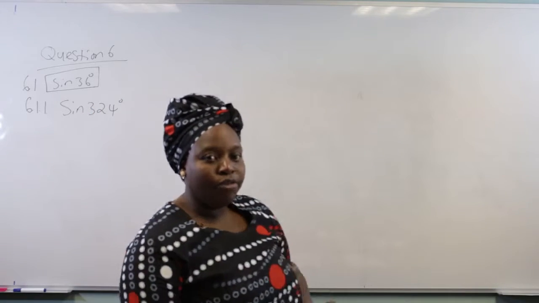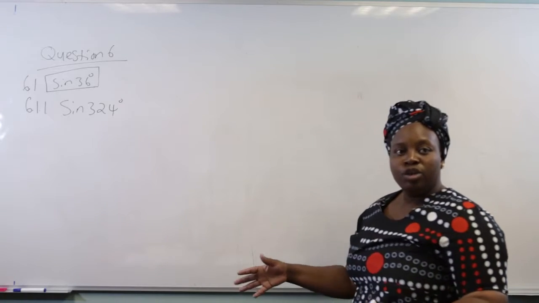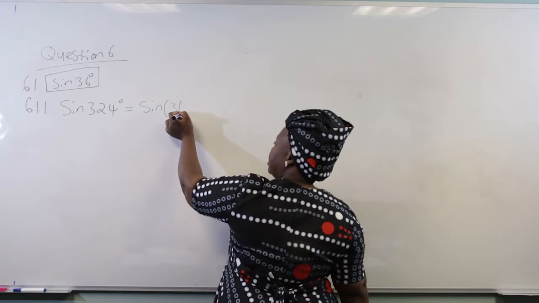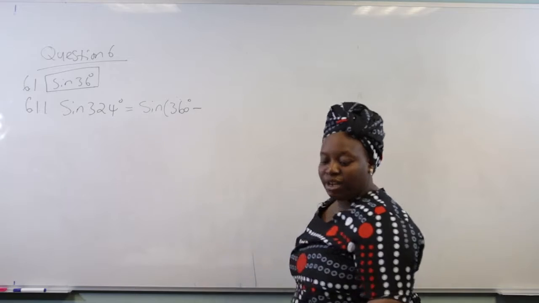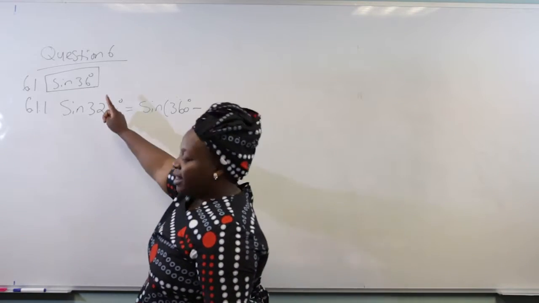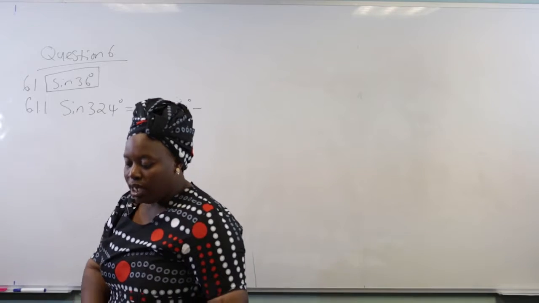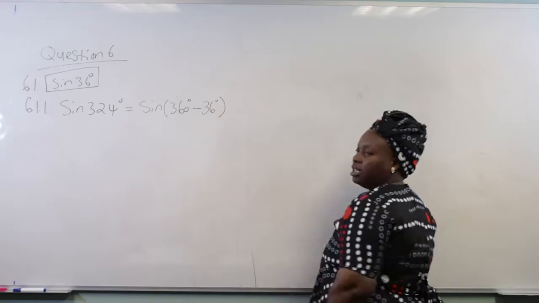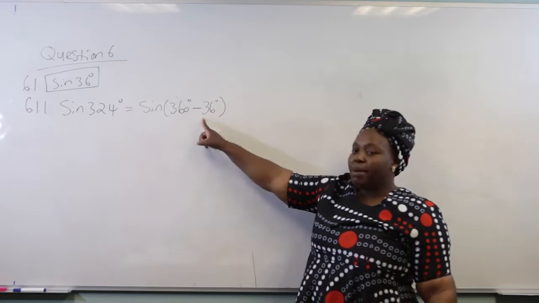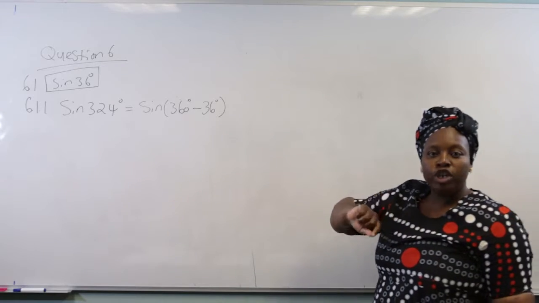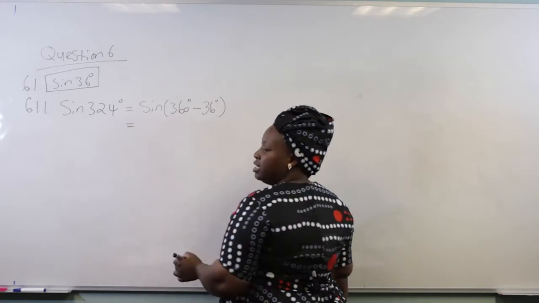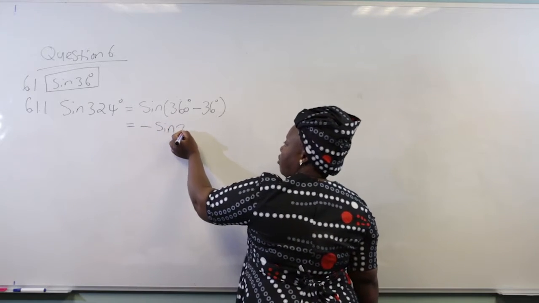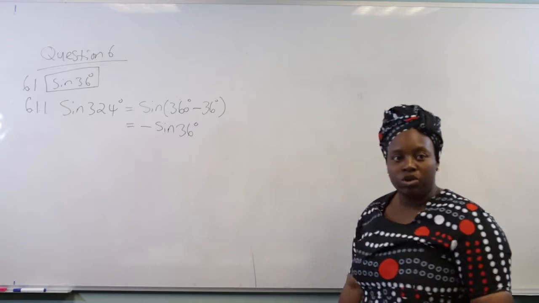Now, 324 is less than 360, so what you are going to do there is to use 360 minus. Sine of 360 degrees minus whatever angle you put there must give you 324. So if you say 360 minus 36, you will get 324. And 360 minus is in the fourth quadrant, for which you have to check if sine is positive or negative. Sine is negative, that means you have negative sine of 36. And that's what they wanted you to do for that question.